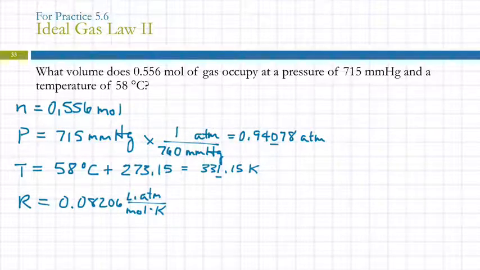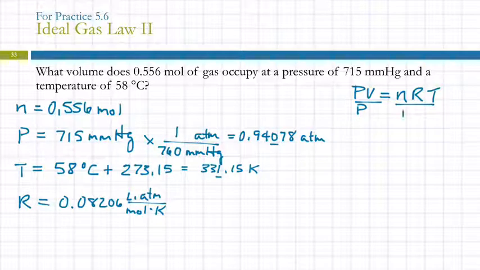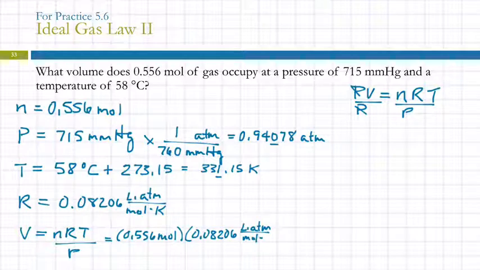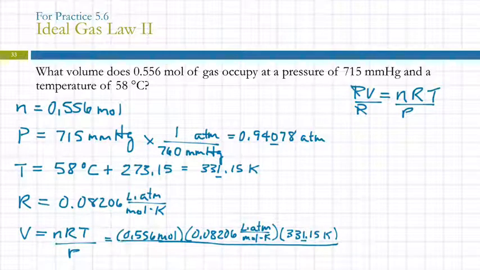Okay, so now we've got our variables. Here's our ideal gas law, PV equals nRT. We're solving for volume, right? So we're going to divide by pressure on both sides. Pressure cancels out. So the volume is equal to nRT over P. So we'll take all of these things and plug them into the equation. So there's N. And here's R. And T is 331.15 Kelvin. I'm going to divide all of that by the volume. No, not the volume, the pressure. We're finding the volume.